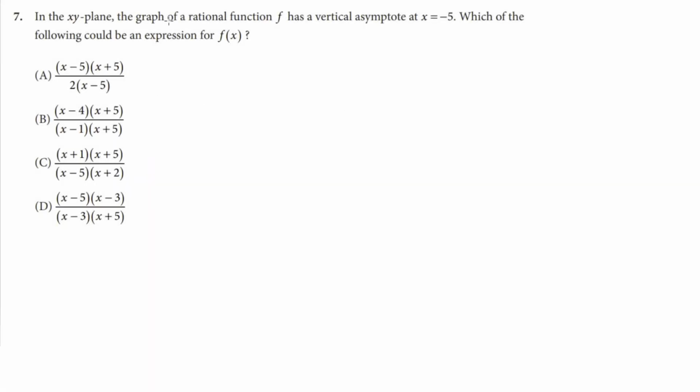In the xy plane, the graph of a rational function f has a vertical asymptote at x equals -5. Which of the following could be an expression for f of x? So we need a rational function here where there is an asymptote at x equals -5.